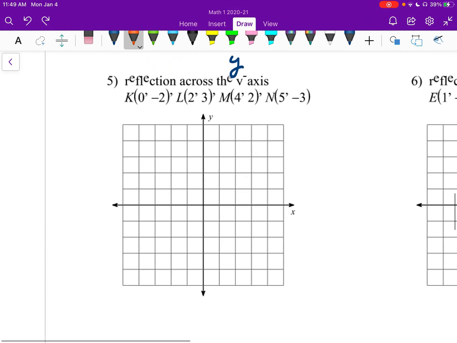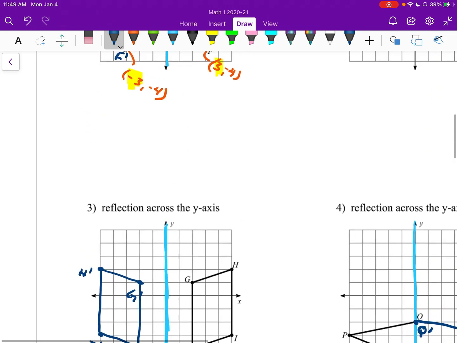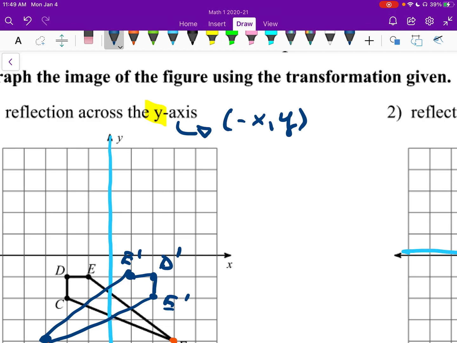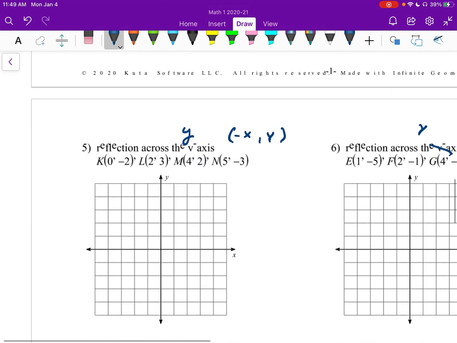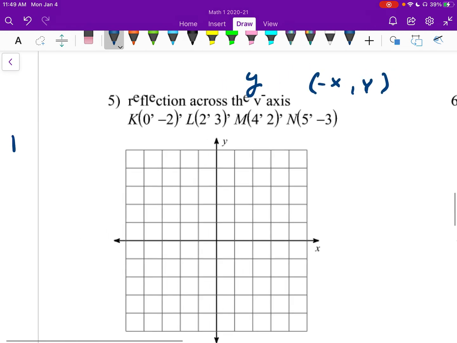So what I would do in these is I would say, well, we're going off the y-axis. So what is my point formula? My point formula would be -x, and then the y stays the same. Whenever we go over the y-axis, we use -x, y. So I could really quickly write down all of my new points.